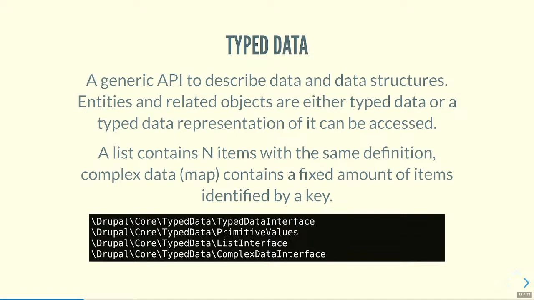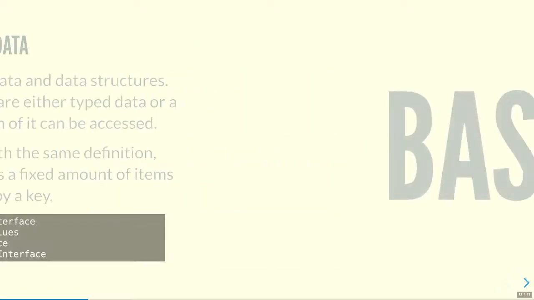And there are three common things with type data. There are primitives, which are like strings and dates and very simple values, basically. There are lists, which is n items of a certain type. They all have the same definition, but there are multiple values of them. And then there are complex data, which is kind of like an array. So you have array keys, and each key can be something different, which again, the contents of them are again type data.